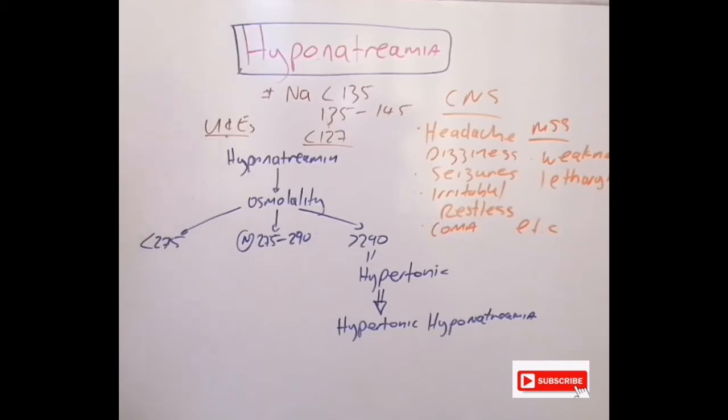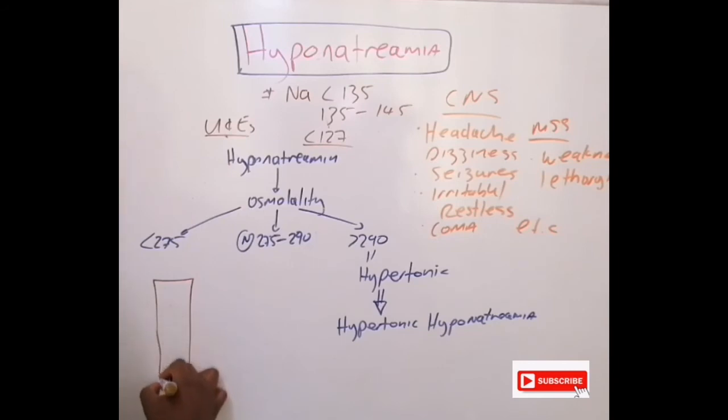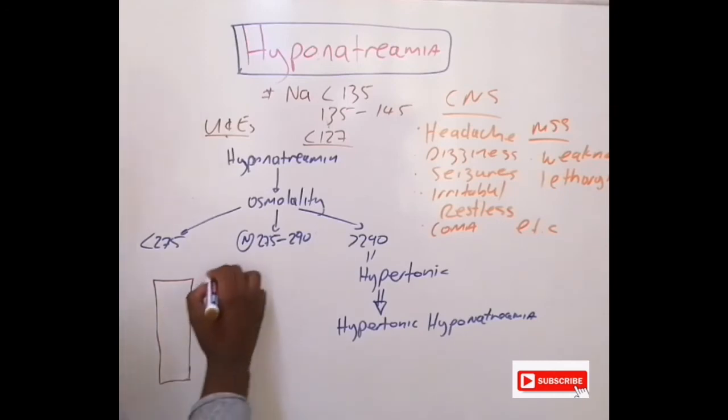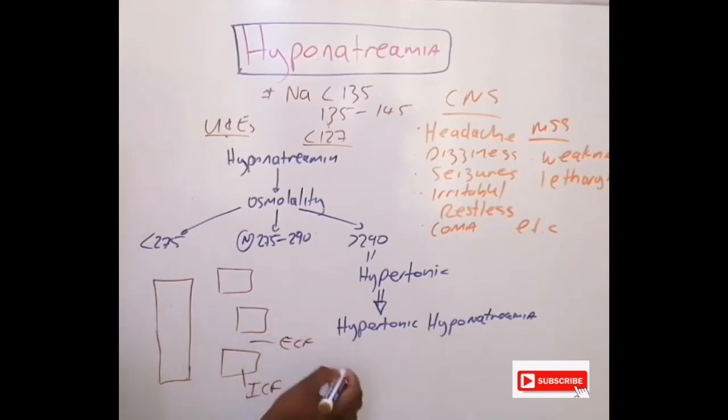Why would someone who's got an increased osmolality develop hyponatremia? Now that's the question. I'm going to draw here a diagram that I have been using ever since I started this series. So this is our blood, this is our intravascular. There's plasma inside there, and then these are our cells, right? By now we know that this is our intracellular fluid, and this is our extracellular fluid or interstitial fluid, and this is our intravascular.